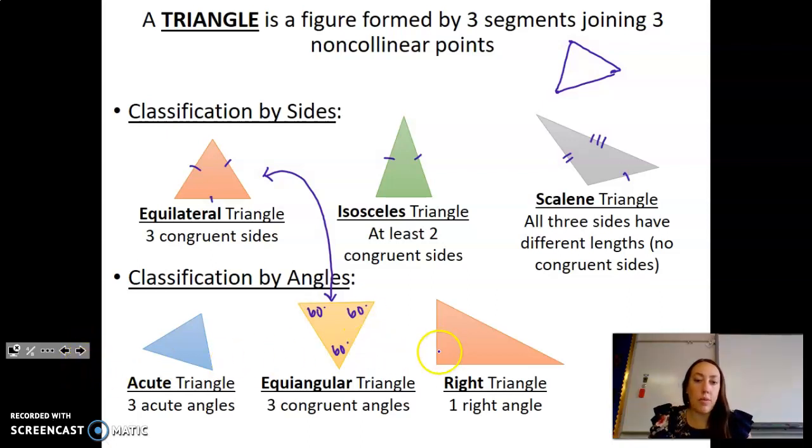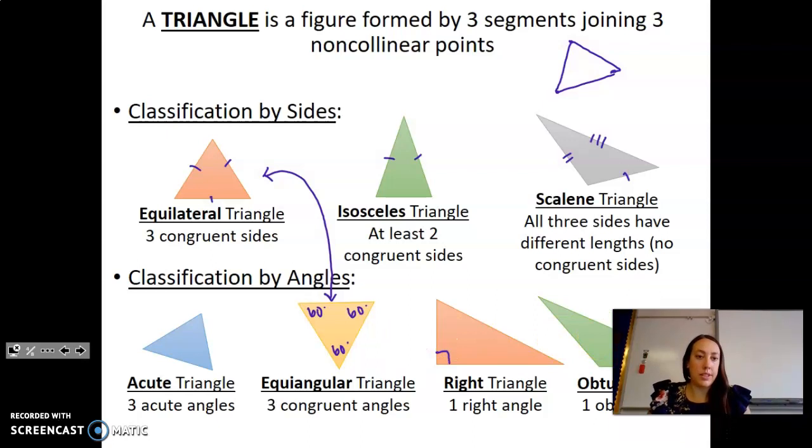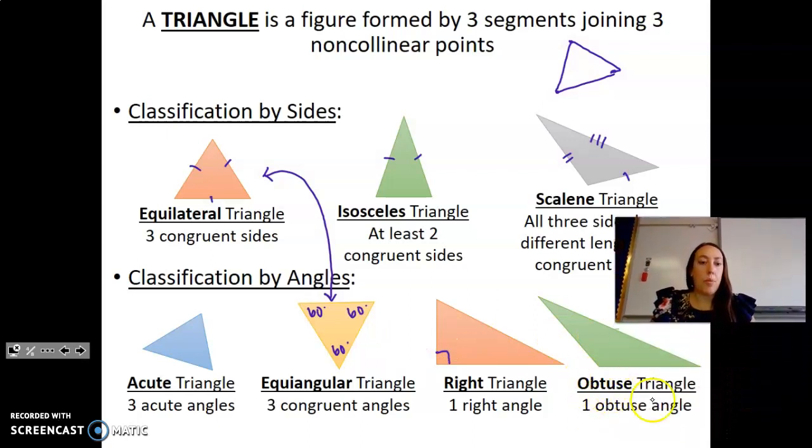Right triangles have one right angle. We've used these a ton of times before, so you know that one. And then lastly, we have obtuse. Hopefully you can see that behind my face. An obtuse triangle has one obtuse angle. So as long as one angle is greater than 90 degrees, we call that triangle obtuse.